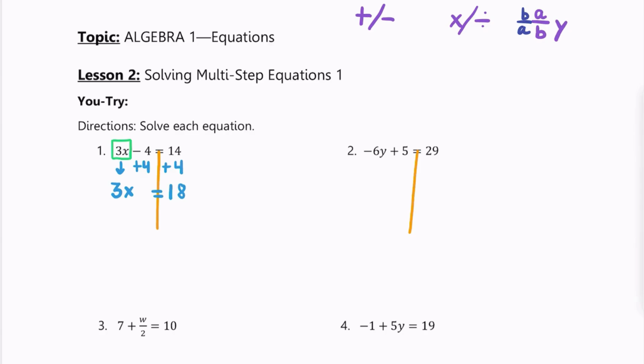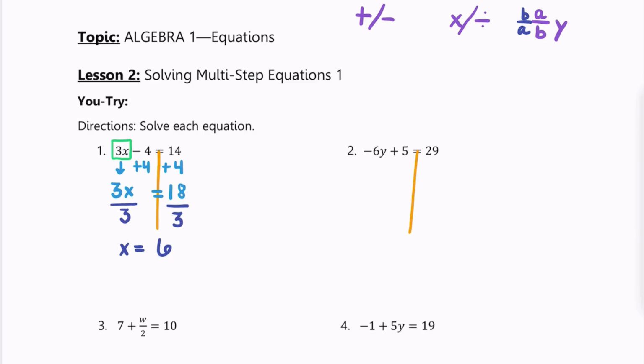Now step 2, we have 3 being multiplied to x, so the opposite of multiplying by 3 would be to divide by 3. I'm going to divide this side by 3 to get those 3's to cancel out, and if I divide one side by 3 to keep it balanced, I must divide the other side by 3. That gets me x all by itself. 18 divided by 3 is 6. Remember, you can always plug that 6 back in to check your work.